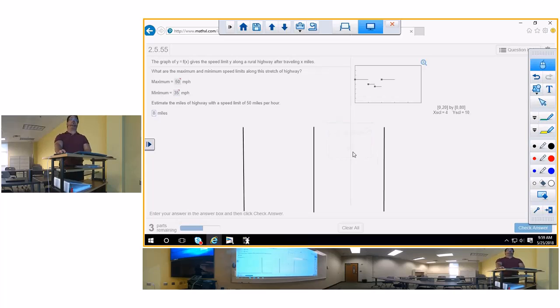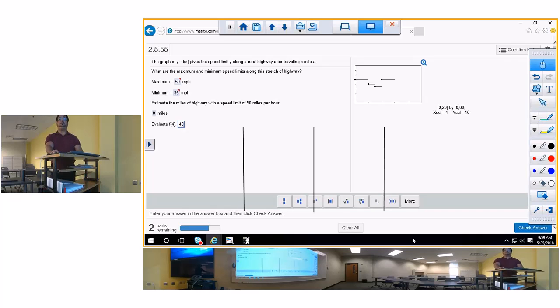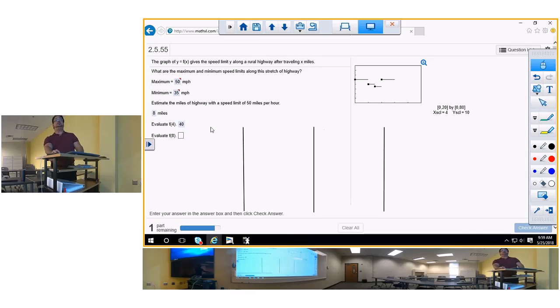All right, next question. Evaluate f of 4. F of 4 means that x is equal to 4. All right? F of 4 means that you're plugging in x equals 4. So x equals 4 is right here, and there is a dot right there, and that is at 10, 20, 30, 40. So that would be 40. F of 4 is 40. And you hit check answer, and you feel good about yourself. F of 8. This is 4, this is 8. 8 is 50. So you would type in 50.